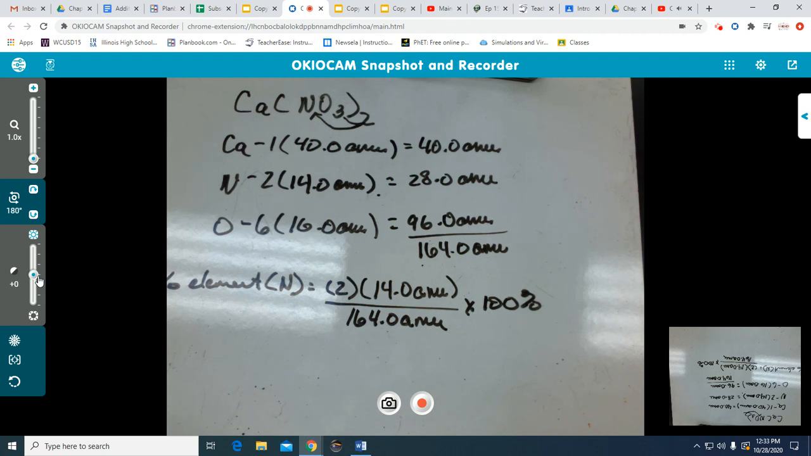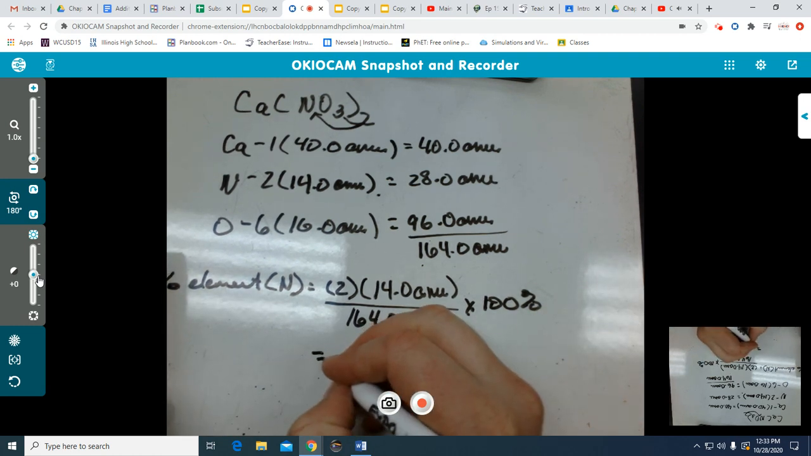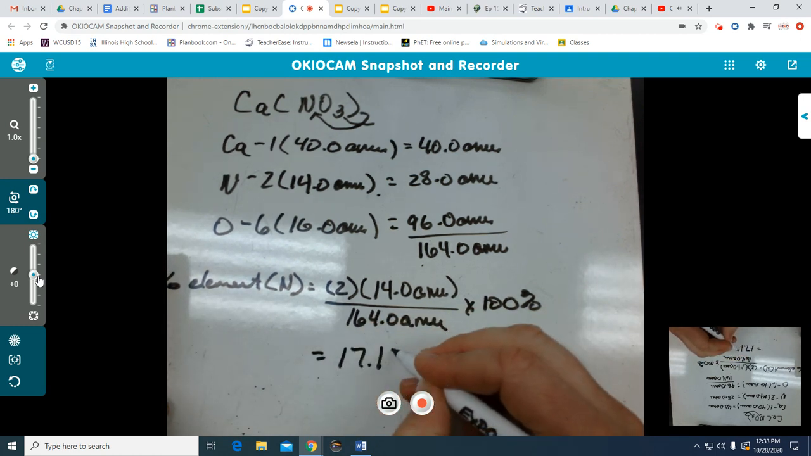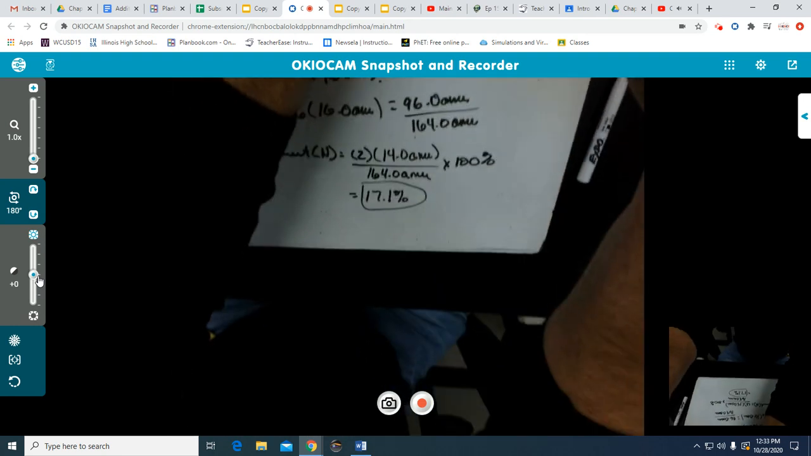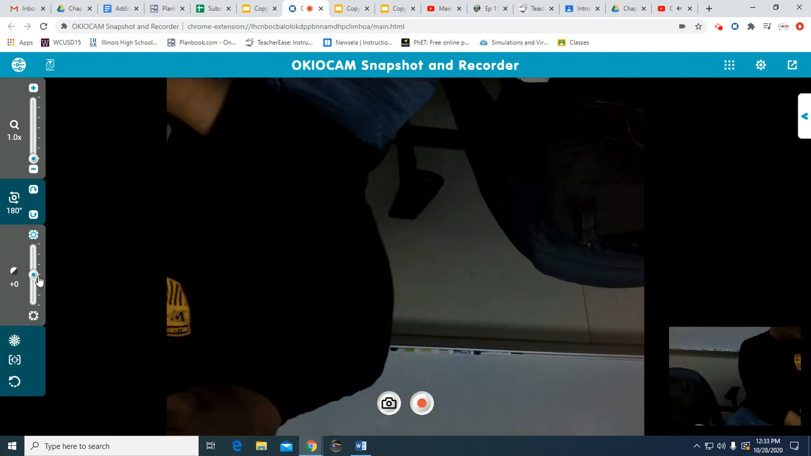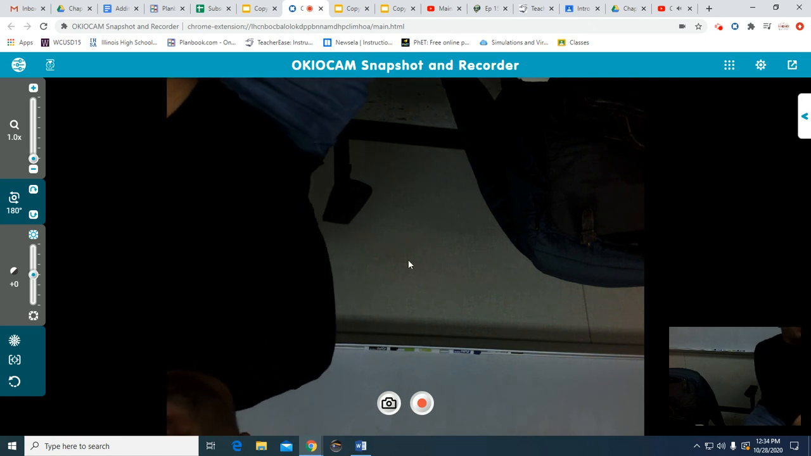So take your 2 times 14, which is equal to 28, divided by 164, okay, times 100. You get a rounded answer of 17.1%. So the nitrogen within calcium nitrate makes up 17.1% of the overall mass of a single molecule of calcium nitrate. And that's that.